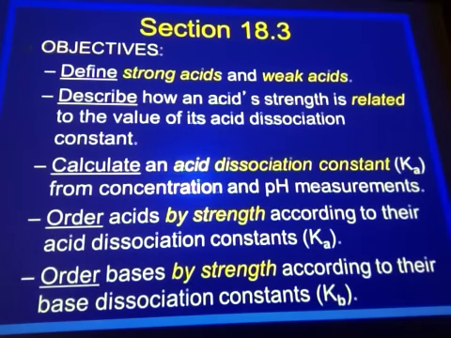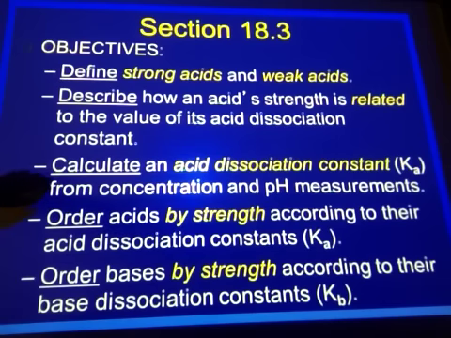Everyone, we are going to focus on section 3 of chapter 18 on acids and bases. This has to do with differentiating between strong acids and weak acids, or strong bases and weak bases. We're also going to talk about how strength of an acid is related to how they dissociate. Another thing we're going to talk about is a concept called Ka as well as Kb.